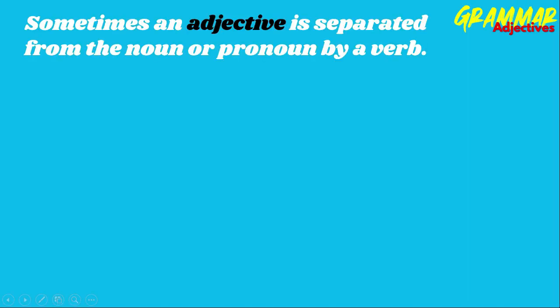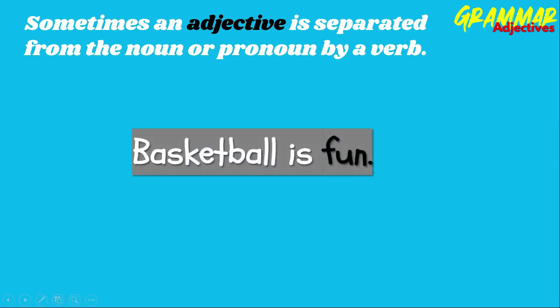Sometimes an adjective is separated from the noun or pronoun by a verb. Like we have here, basketball is fun. This is called a predicative adjective because the adjective is separated from the noun by the helping verb is.